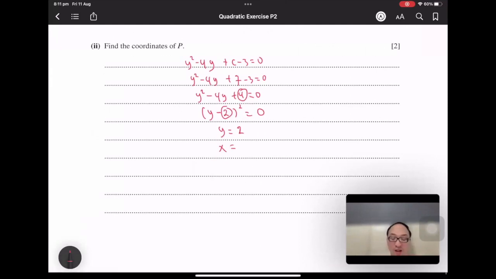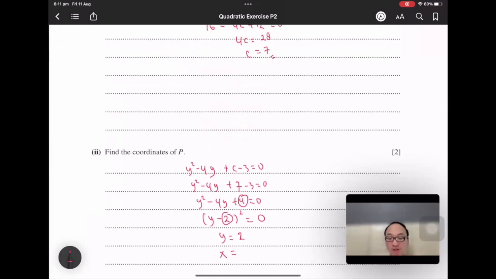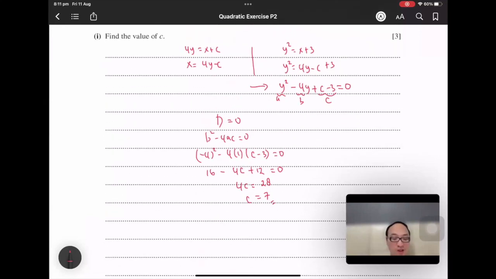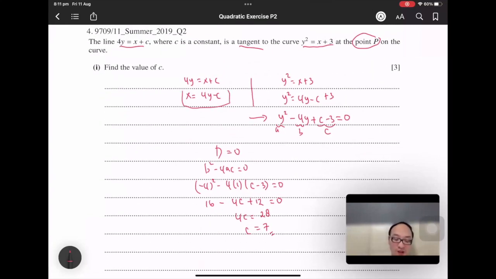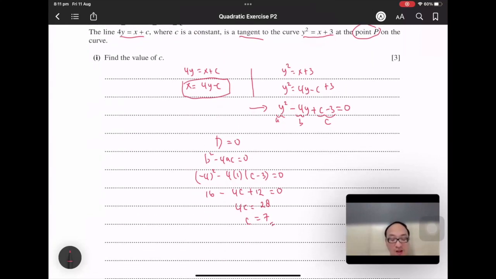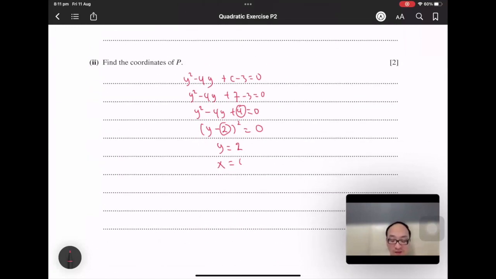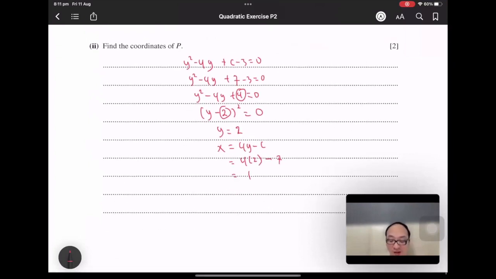And then x will be equal to, I can just put it into the formula here, y minus c. So y is 2, so 4 times 2 minus c, c is 7. So 1. So the coordinate of P will be (1, 2).